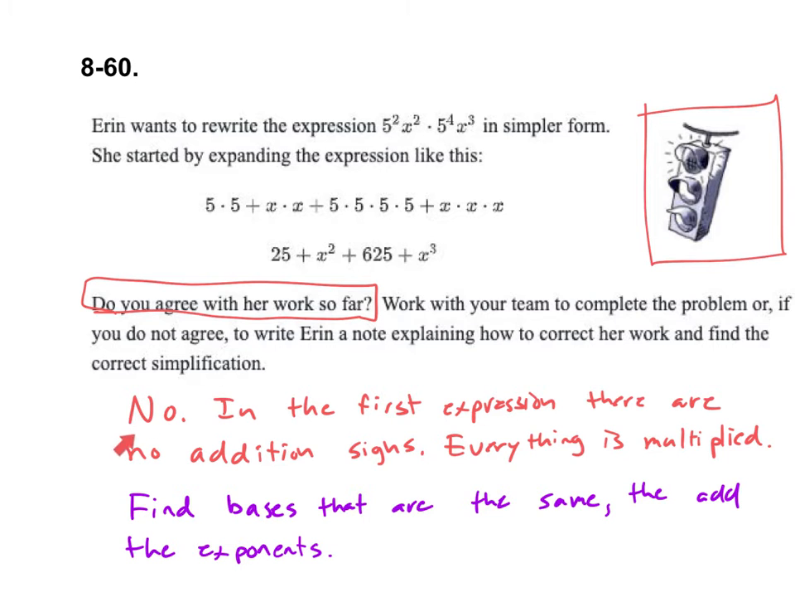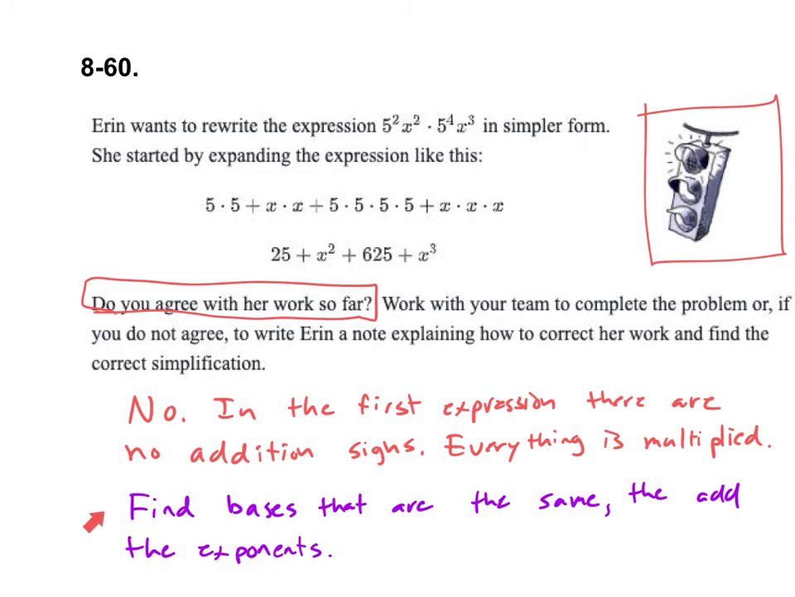Okay, so what I came up with is I said, no. In the first expression, in this top one here, there are no addition signs. I don't see anything here that says plus. Everything should just be multiplied. But in Aaron's, she started to add these plus signs. Well, everything should be multiplied. There are no addition signs in the original expression.